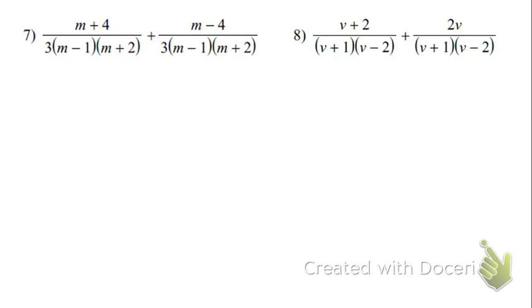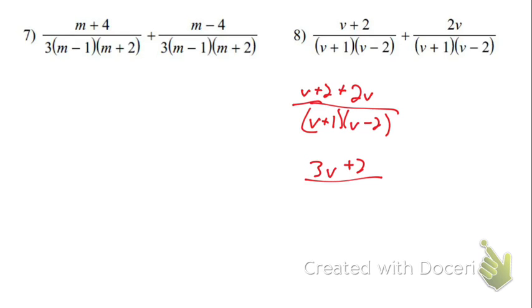All right. Next one, left or right. I like V's better than M, so let's do 8. So, here we go. We're adding. Denominator is still V plus 1 and V minus 2. My numerator is going to be V plus 2 plus 2V. Great. So my numerator is 3V plus 2. My denominator is V plus 1, V minus 2. Can't factor the top, so you are done. Nothing goes away. Nothing makes 1, nothing. Yeah, we're good. That's it.